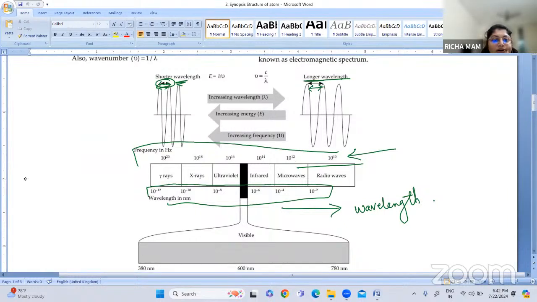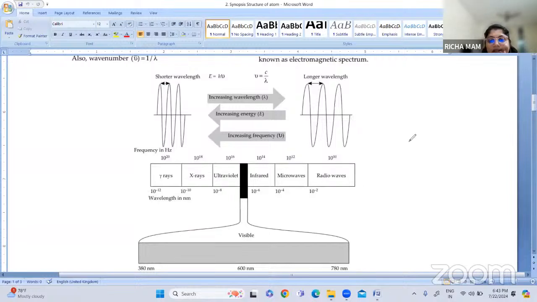When we see the electromagnetic spectrum in terms of increasing frequency or decreasing wavelength, what first comes is gamma rays. Gamma rays have a wavelength of 10 raised to minus 12. Then comes X-ray, which is 10 raised to minus 10. Then comes ultraviolet rays, that is UV rays, at 10 raised to minus 8.